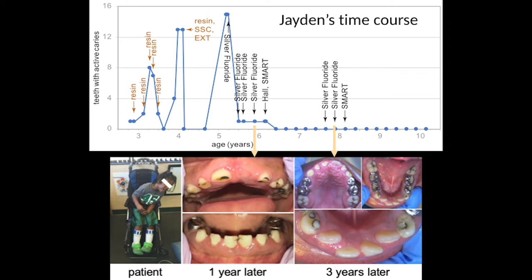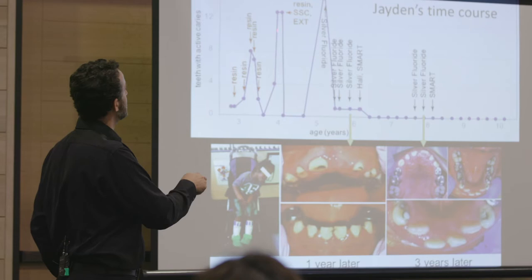The vertical axis is the number of active cavities. Here he just had one. He got some resin, a plastic filling. Then he got more cavities, so he got more plastic fillings. Then he had a lot more cavities, and he got more plastic fillings. That actually brought things down for a little while, less than a year, about 6 months. Then he had lots more active cavities, and he got some stainless steel crowns, some more plastic, and an extraction, what some people like to call cold steel. Extractions are forever. It's our 100% effective treatment for cavities. Stainless steel crowns are almost that good as well. They're pretty darn good. Anyway, you can see plastic, plastic, plastic, over and over.